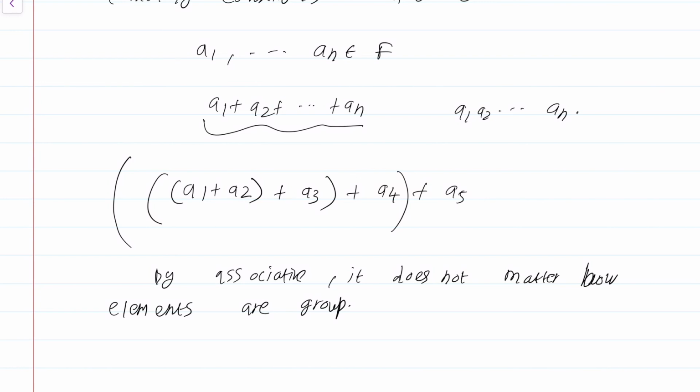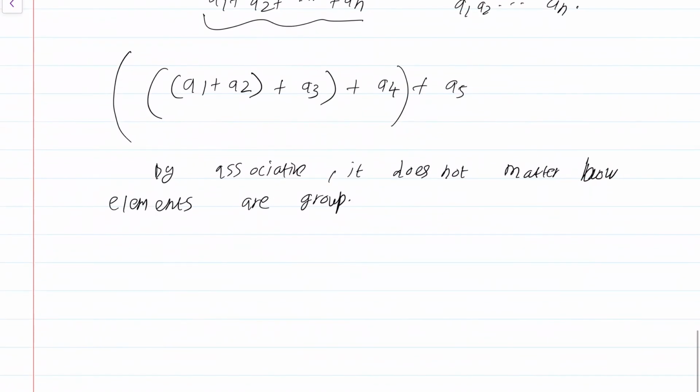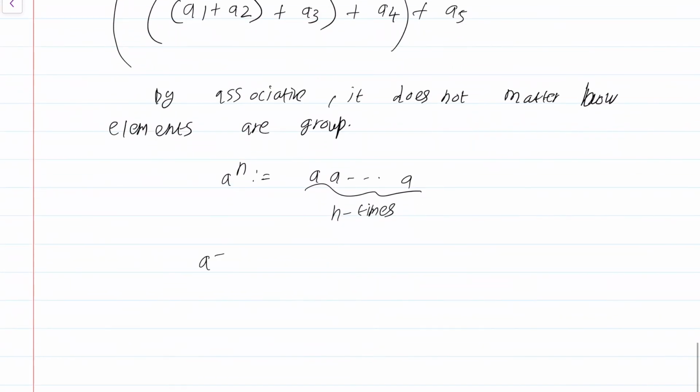Similarly for multiplication, we also have the special case, from the fact that we can define multiplication and addition of n elements. We can define a power n to be just a multiplied by itself n times. We can also define a power minus n, whenever a is not 0, by the inverse of a power n.